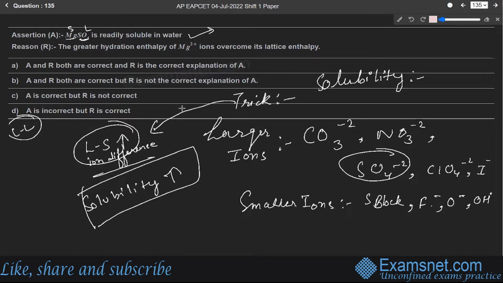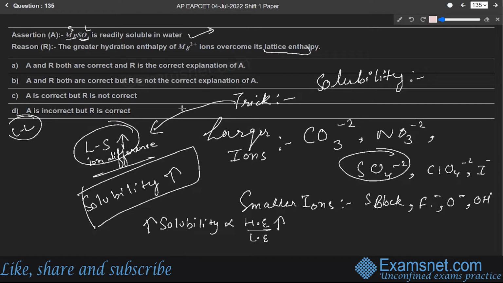The greater hydration enthalpy of Mg2+ ion overcomes its lattice enthalpy. Yes. So there's another explanation to this question: you can write that solubility is always proportional to hydration enthalpy divided by lattice enthalpy. So if hydration enthalpy is high, solubility is high, right?